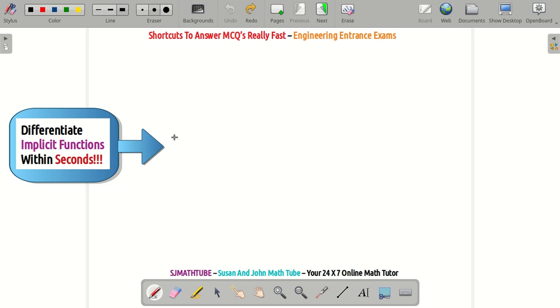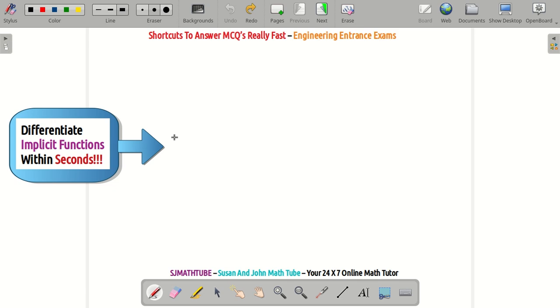But before we start, you should be very good in something called partial differentiation. Yes, my friends, that's a tool. Once you learn how to differentiate partially, you will be able to differentiate implicit functions within seconds. And that's going to give a huge advantage for your engineering entrance exam. So let's start. And as always, I'm going to ask, are you ready with your pen and paper? If not, pause the video and get a sheet of paper and a pen.